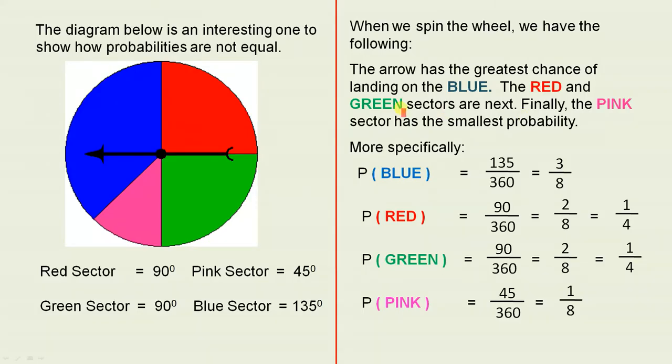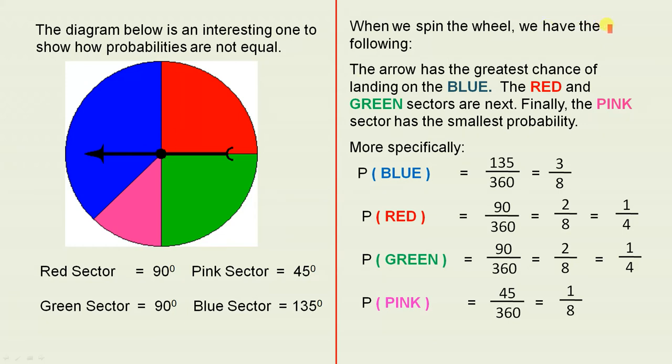The diagram below is an interesting one to show how probabilities are not equal. Now this is a circle which has been divided into 4 different sectors. The red sector is 90 degrees, so that's a right angle there in that red sector. The green sector is also 90 degrees. The pink sector is 45 degrees, that's a small angle. And the blue sector is 135 degrees.